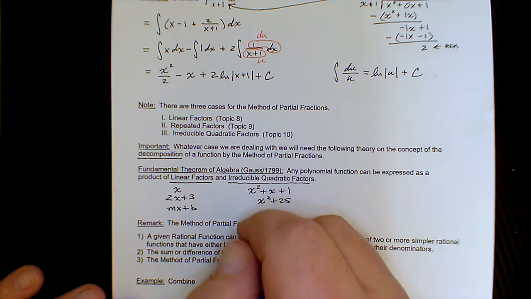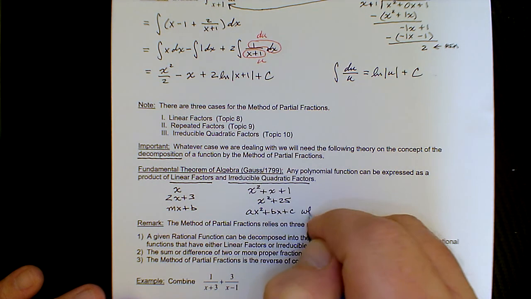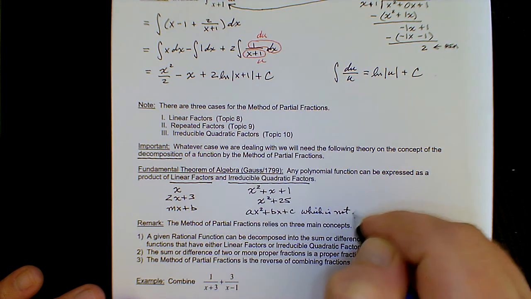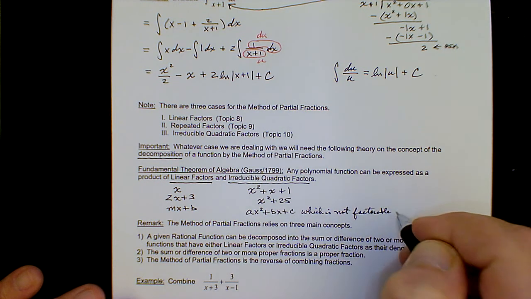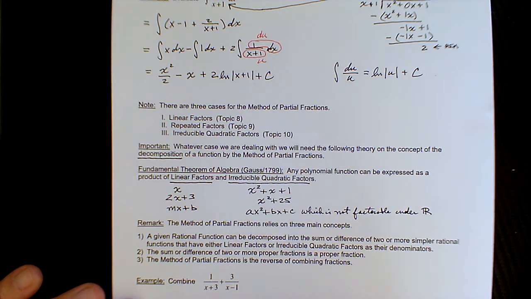So in general, anything of the form ax squared plus bx plus c which is not factorable under, let's say, the reals. Okay? So again, typically a sum of two squares for us.